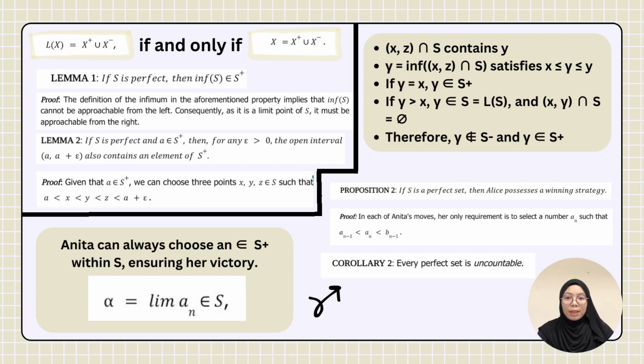Lemmas 1 and 2 provide insights into approachability within perfect sets. Using these lemmas, we can prove that if a set is perfect, Anita possesses a winning strategy. Consequently, every perfect set is uncountable. This leads us to corollary 2.